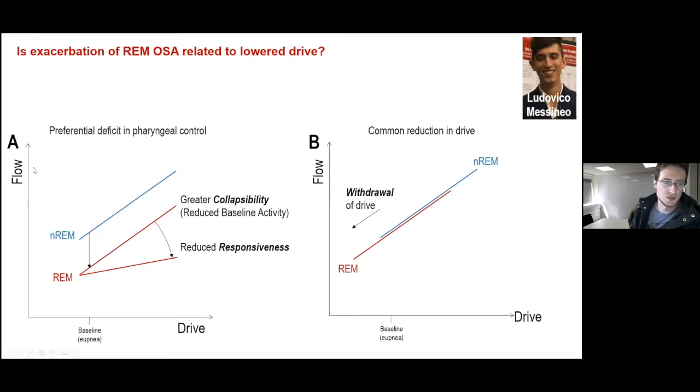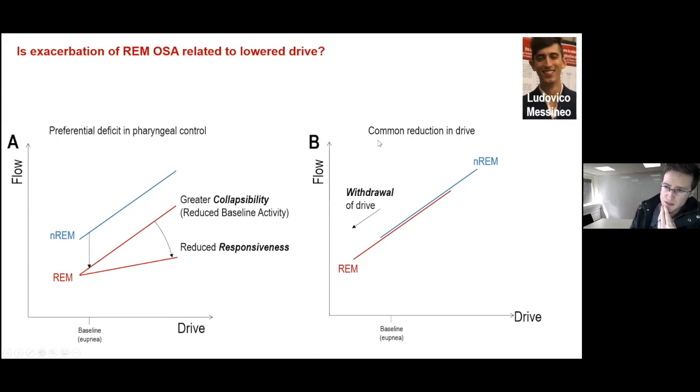So if that was true, and there was a preferential deficit in pharyngeal muscle control or pharyngeal muscle activity, if we looked at our flow plotted against drive, just as we did before, and looked at non-REM sleep here in blue, then we would see either a downward shift in REM, or we would see a flattening off of the activity in REM. That is, there's no reduced responsiveness to increasing drive, or a loss of baseline activity, as in that first one.